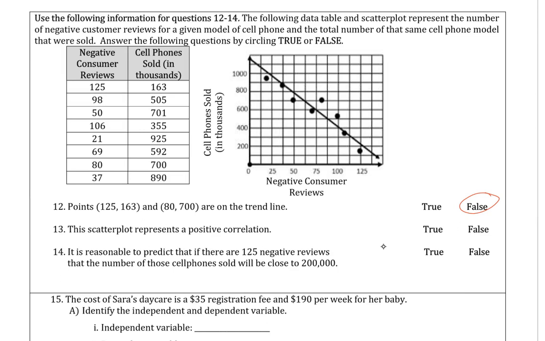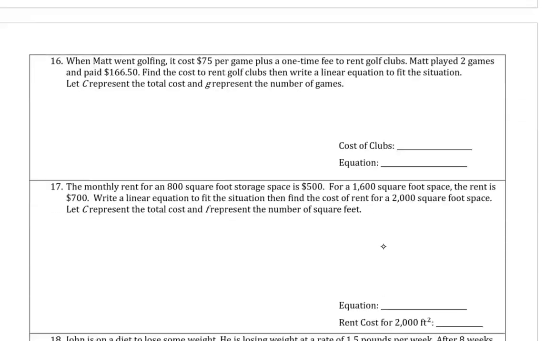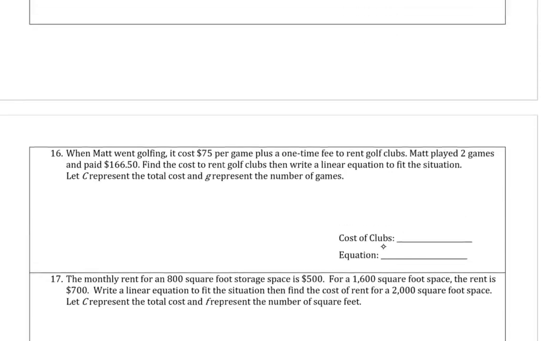This scatter plot represents a positive correlation. Well, correlation just means they're close together. Positive would mean we're going up from left to right. This one I could see is going down, so that's also false. It is reasonable to predict that if there's 125 negative reviews, the number of zones will be close to 200,000. So these are in thousands, right? If I'm looking at 125, yeah, that's definitely reasonable, right? Because here would be on the trend line for 125. That's pretty close to 200, so yes, that'd be reasonable. Just trying to keep it fairly short for you guys, as always.